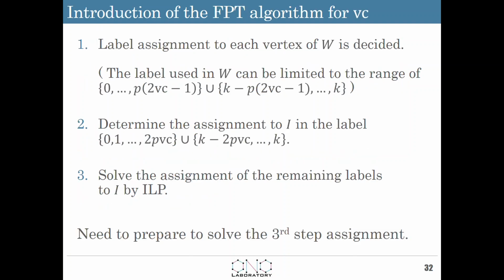Okay, let me explain the FPT algorithm parameterized by vertex cover. The algorithm roughly consists of 3 steps. First, determine the label assignment to each vertex in the vertex cover W within the following range. Second, for each partial labeling, determine the label assignment to each vertex of I within the following range. Third, solve the assignment of the remaining labels to I by ILP. We need to prepare to solve the third step assignment.